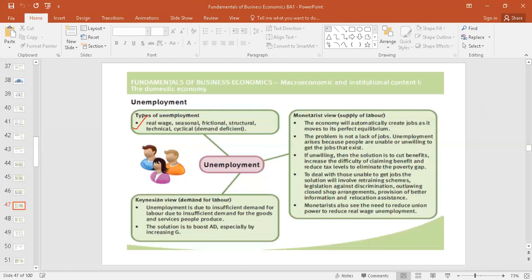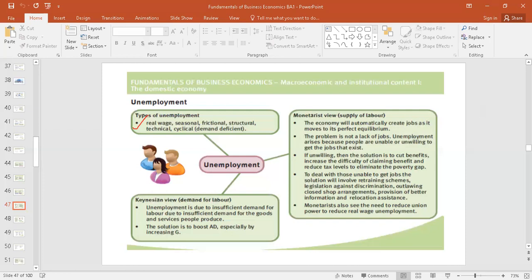Then we see cyclical unemployment, during the trade cycles of the economy. Now, Keynes's theory of unemployment talks about demand for labor. Unemployment is due to insufficient demand for the goods and services people produce. When productive activity is not carried on, people, who contribute their labor to produce the goods and services, are not required. When there is no demand for their labor, unemployment arises.